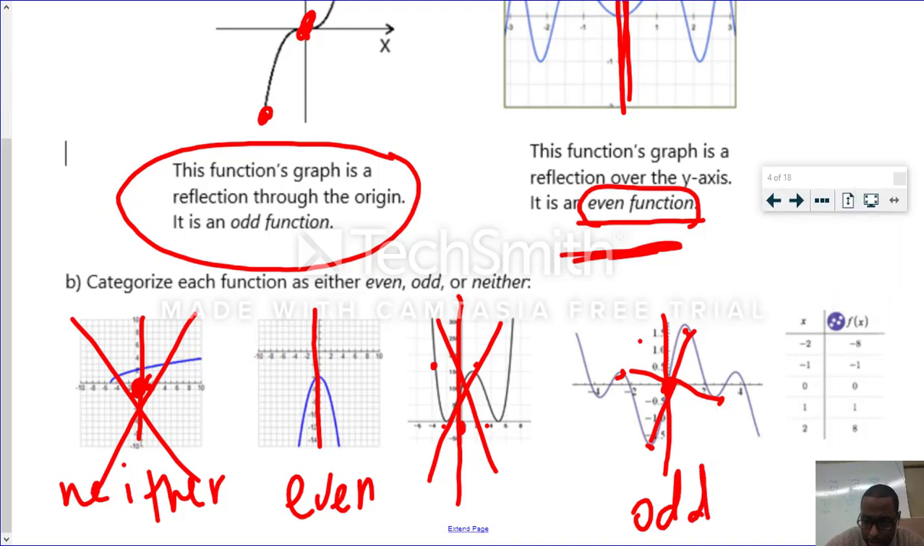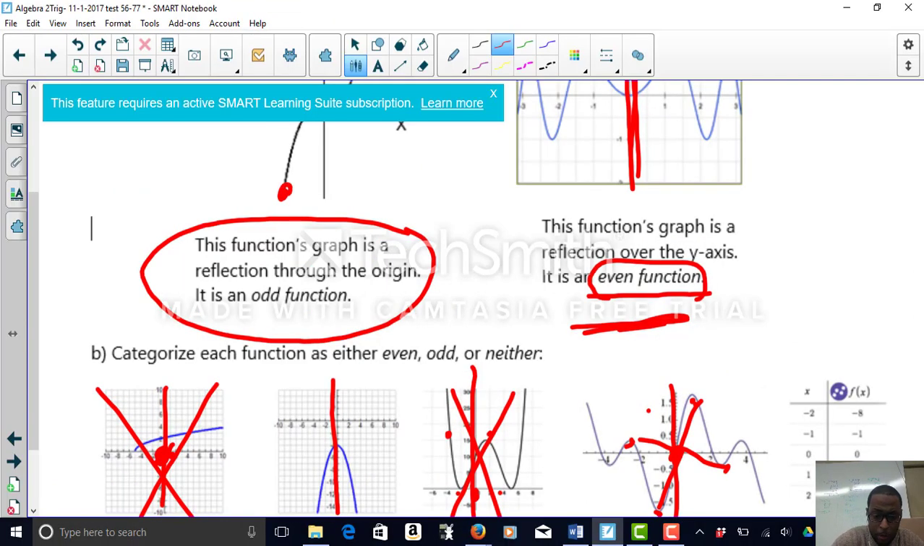Okay. This last function is a little bit trickier, because we don't have a graph. So what you can do, especially if you have your calculator, you're going to open up your calculator.